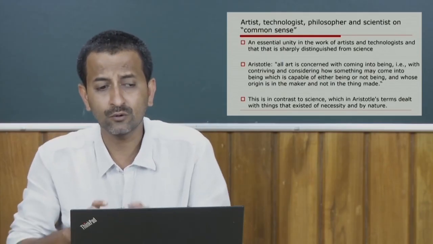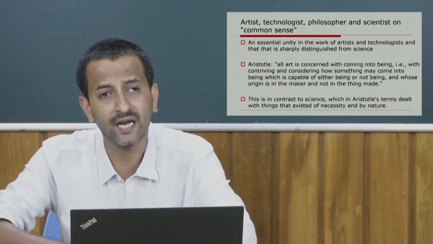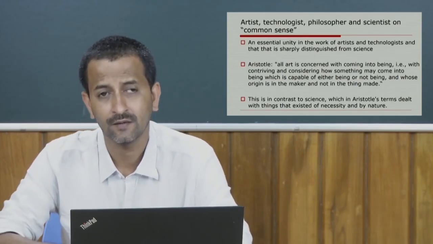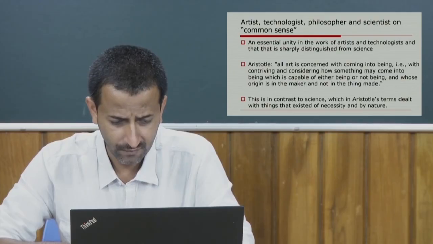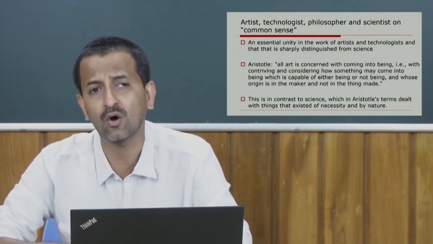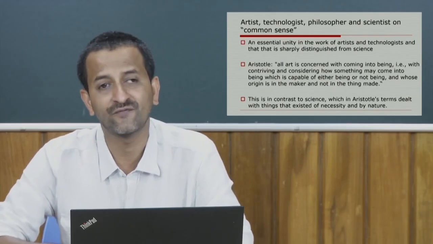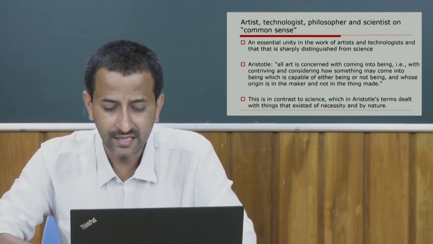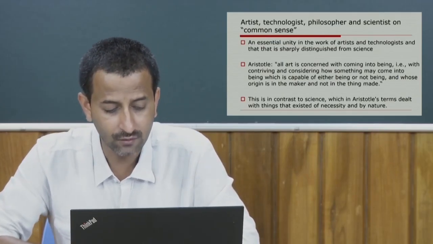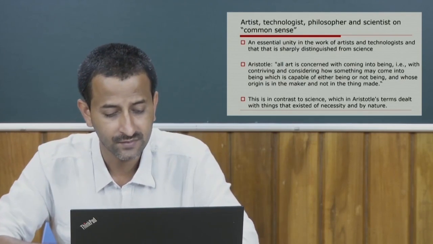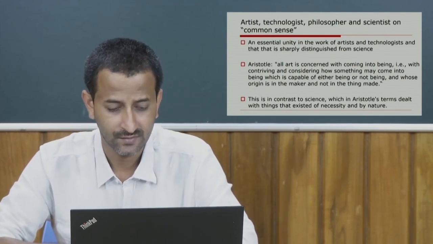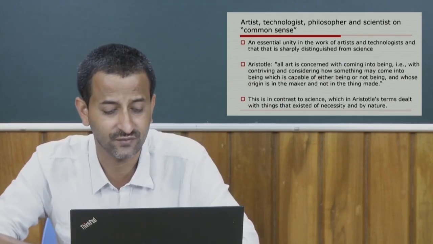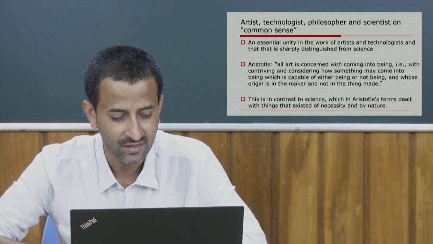Then the question is, is it possible that one of the difficulties is that technological thought differs from that of philosophy, including natural philosophy, that is science, in an even more radical way than Kohler had imagined? Artists, for example, technologists, philosophers, scientists on common sense. Artists, for example, think quite differently from philosophers.